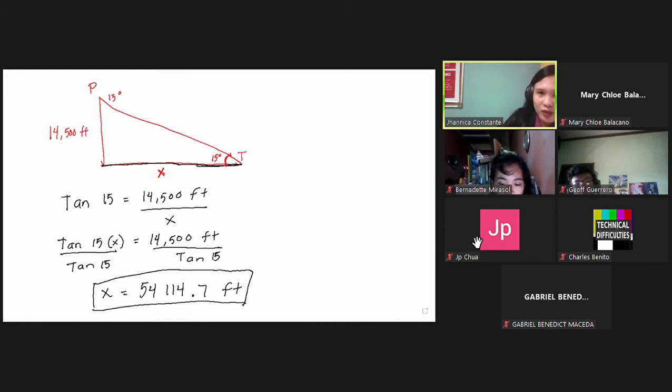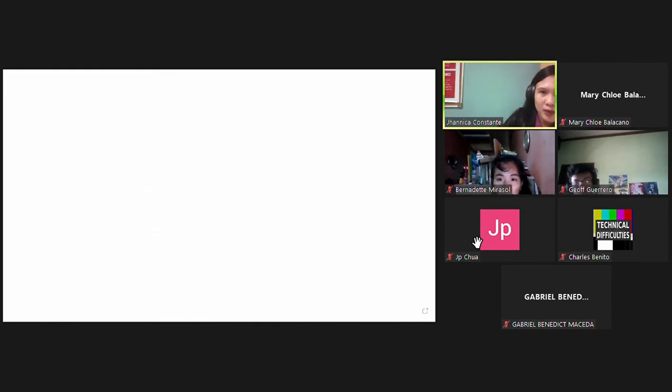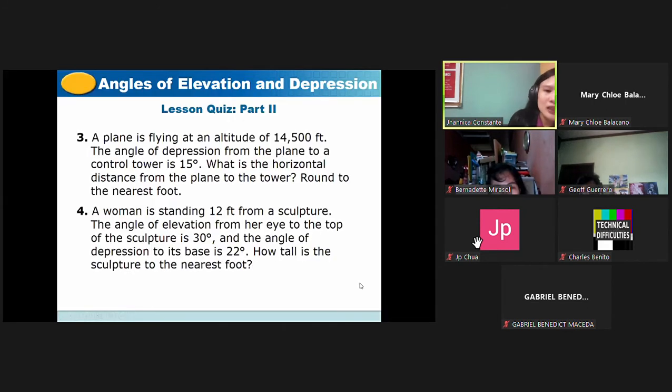Let's solve the second problem that we have here. It says, a woman is standing 12 feet from a sculpture. The angle of elevation from her eye to the top of the sculpture is 30 degrees, and the angle of depression to its base is 22 degrees. How tall is the sculpture to the nearest foot? Let's draw this problem that we have.